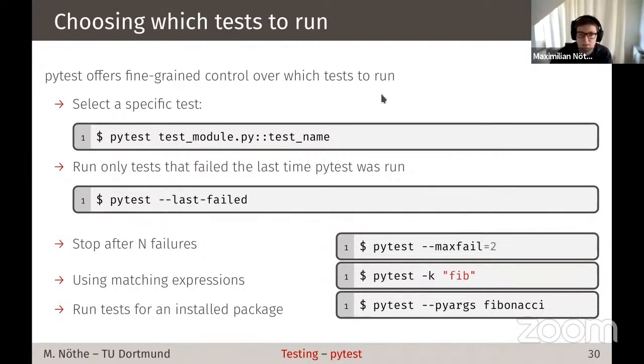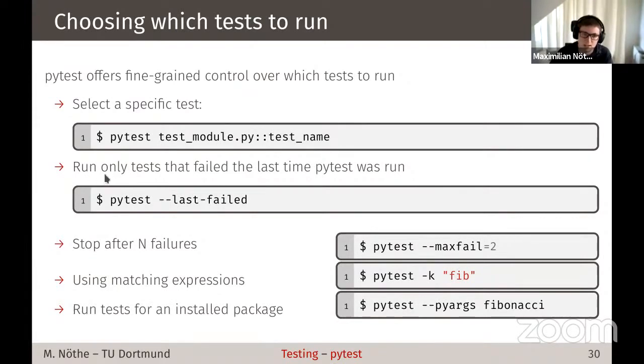And pytest has very nice methods to select what tests are actually run. You can just select one single test by giving it the fully qualified path. So you give it the actual file where the test is defined, and then you can use this double colon notation to tell pytest which test function inside this file should be executed.